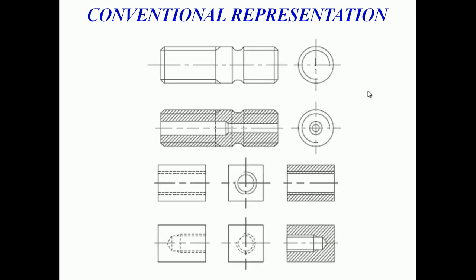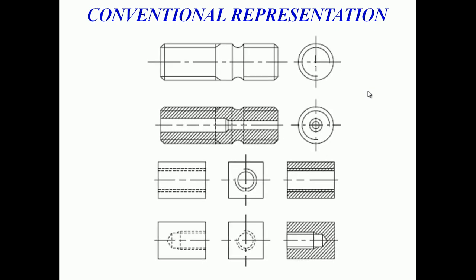So the next important thing is the conventional representation of screw threads. If you see the diagram, the first one is an external thread, and how to denote that is given on the right side. The arrow indicates how to conventionally represent a thread, and it's an external thread. So it is without section.